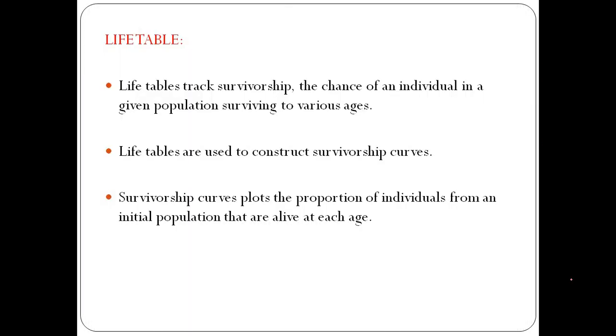Life table represents the survivorship of an organism. That means an organism's survival, or how long the organism in a population survives, and its natality rate and mortality rate. That means whether its mortality rate is high during birth, adult age, or old age. It represents the total population during the lifetime.